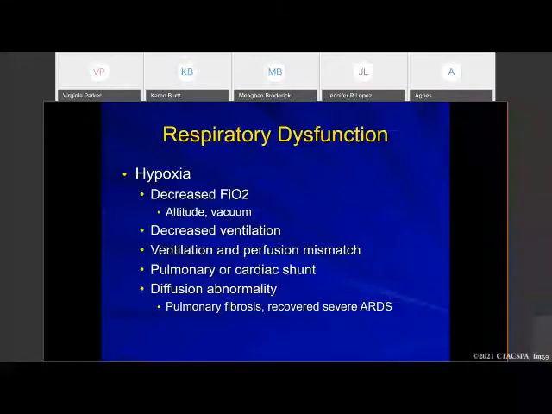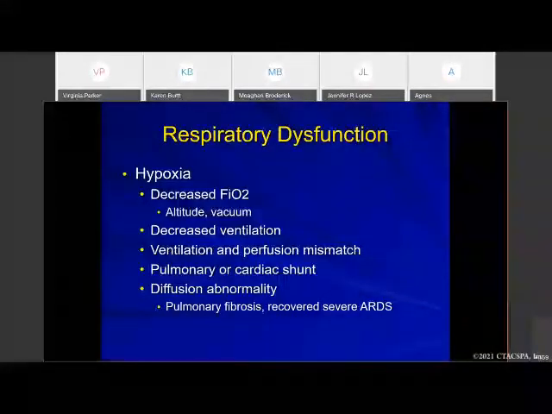Let's discuss some of those topics. So hypoxia is obviously a decrease in FiO2. These are five ways you can get hypoxia. You could be at altitude or in a vacuum. You can get hypoxia from decreased ventilation, but that takes a lot of decrease in ventilation to finally make you hypoxic, so that's not always the primary reason.